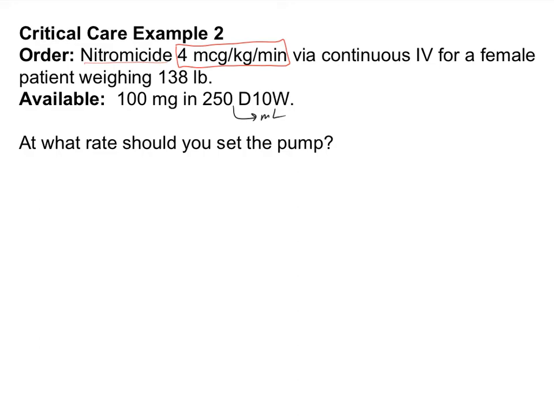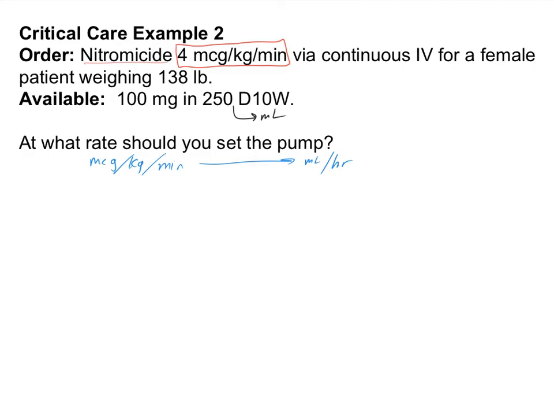This is very similar to the last problem. So if you do want to pause the video and try this on your own, please do. But I'm going to jump right in. I need to get from micrograms per kilogram per minute into, when I'm done with my dimensional analysis, milliliters per hour, because we are working with an IV pump. So just as we saw in the last example, I need to multiply by the patient's weight, use what's available and my understanding of the metric conversions in order to get to milliliters per hour.